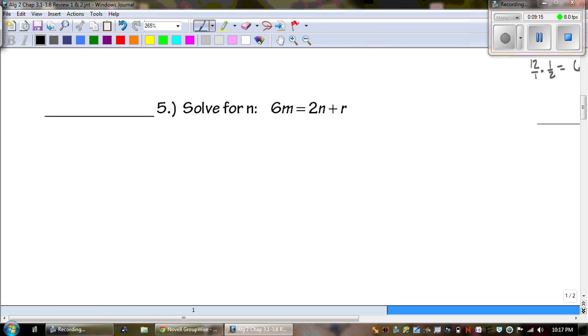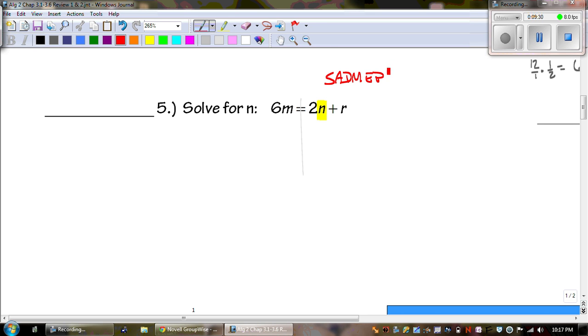Okay, number 5. Number 5 wants us to solve for n. So what we are going to do is use SADMAP. Don't freak out. The first thing I'm looking for is to cancel addition or subtraction. We have addition, so I'm going to subtract the r from the other side.